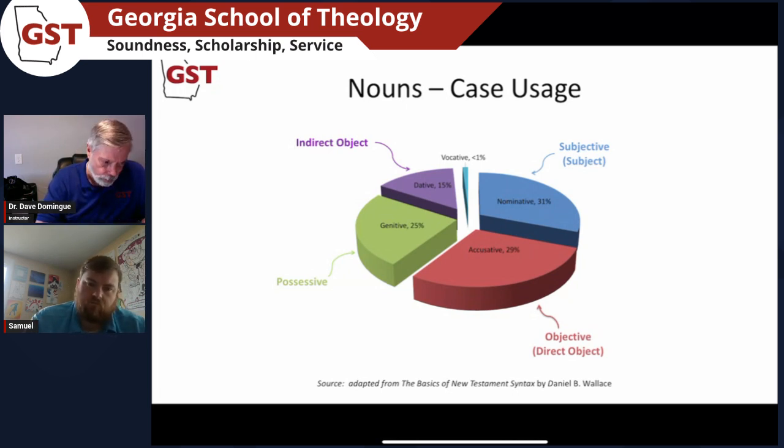We're going to see later as we go that genitive isn't just about possessiveness, but we're going to start with that as our core and primary. But about 25% of the nouns are going to function genitively. And then the indirect object, which would be the dative, and the vocative less than 1%. Does this make sense to you? You okay? You're comfortable with this so far? I'm picking it up little by little. There you go.